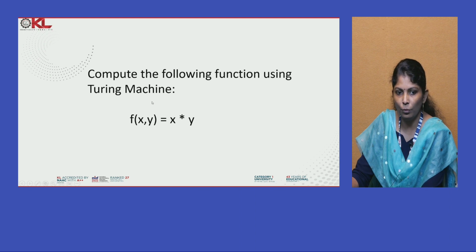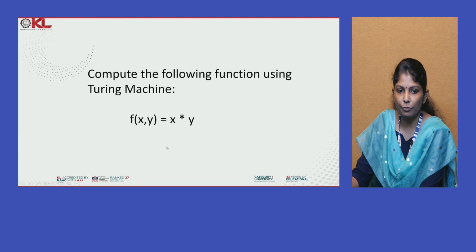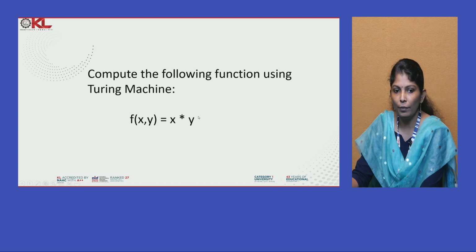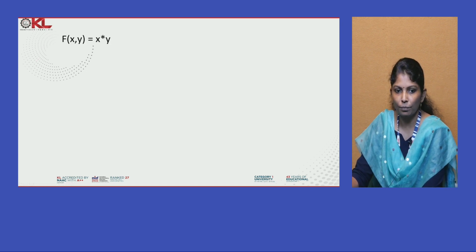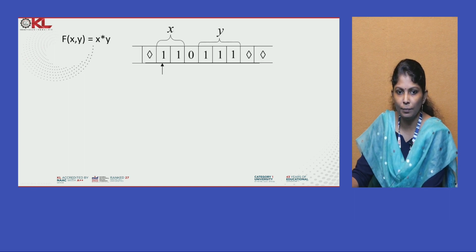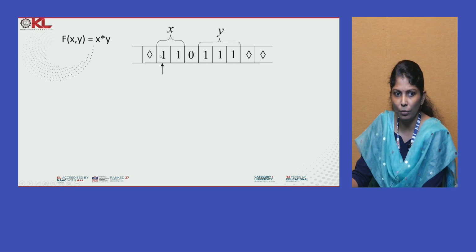How can the Turing machine be used to compute this function f of x, y equals x into y? The function has two operands, x and y, and after the execution we should have x into y, the multiplication of these two values, on our memory tape. We are going to take this f of x, y like this. The operands are separated with 0.